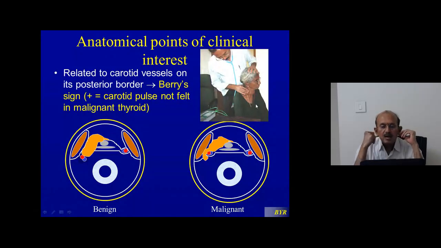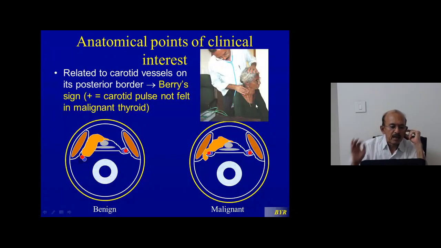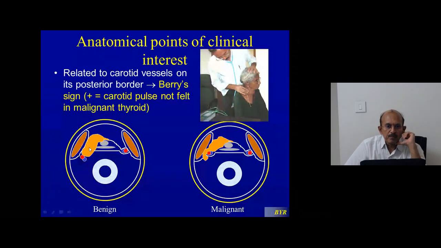Yes, very good. Benign. Pulsations present or absent? Yes, malignant, you can't feel the pulsations. Benign, you can feel. You can see here, benign and pushed. That's why keep your finger here. You can feel the pulsation. Malignant, it has engulfed the carotid sheath. That's why when you keep your fingers here, you can't. The thyroid gland will come in the way. That's why you can't feel the pulsations. So this is called Berry's sign. Berry's sign positive means carotid pulse not felt. That means it is malignant thyroid.